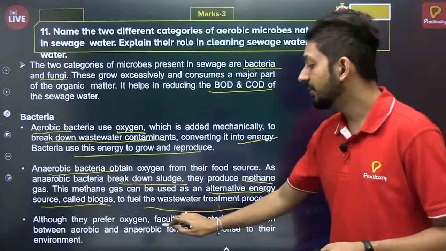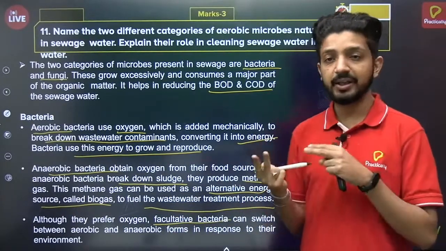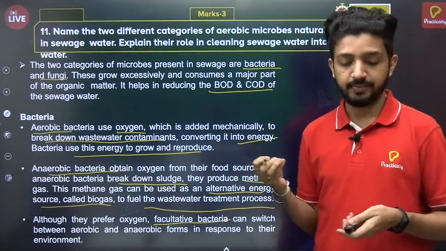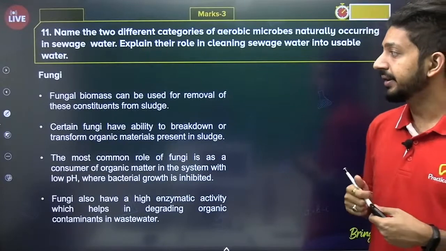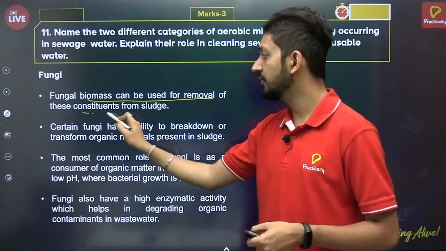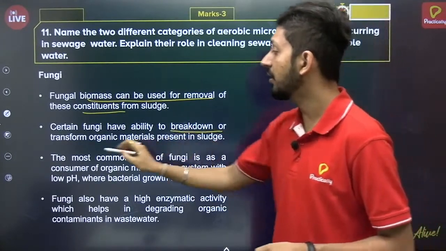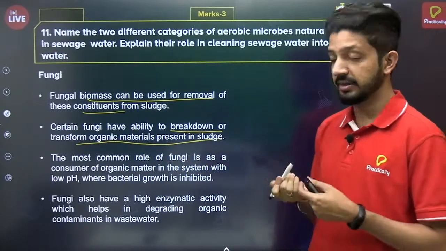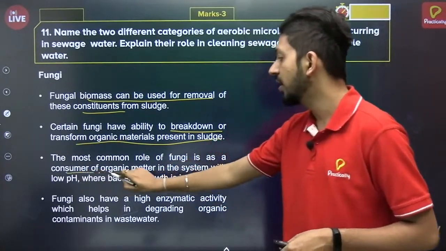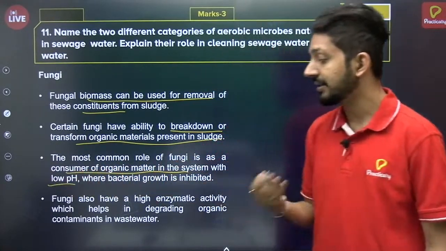And there is another type of bacteria called facultative bacteria, which can switch between aerobic and anaerobic based on the environment. So they also help in some way. Then we have fungi. Fungi biomass can help with the removal of the following constituents. Certain fungi have the ability to break down or transform organic material present in the sludge, and the most common role of fungi is as consumers of organic matter in the system with low pH, that is, acidic pH.